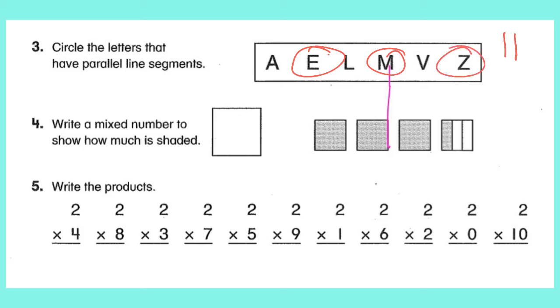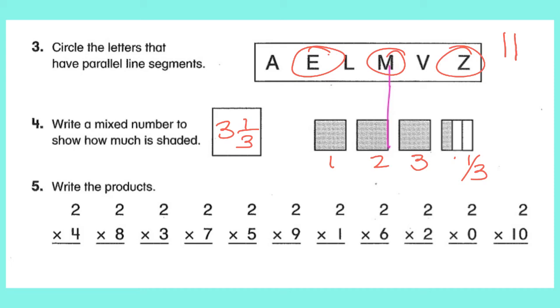Good. So number 4 says write a mixed number to show how much is shaded. Let's see, we've got 1, 2, 3. And how much is shaded right here? Get ready. 1/3. So our mixed number should be 3 1/3.